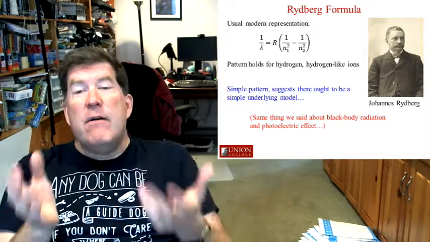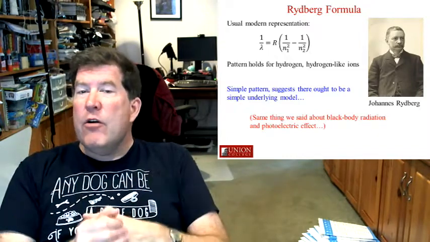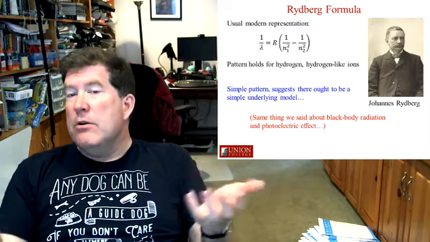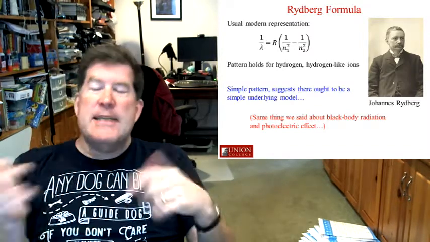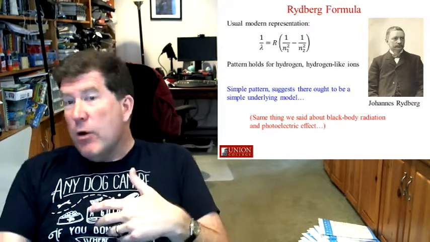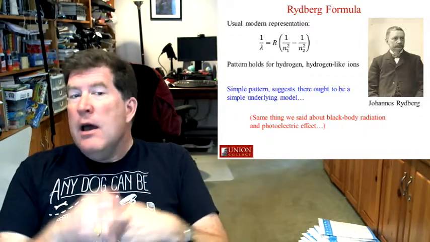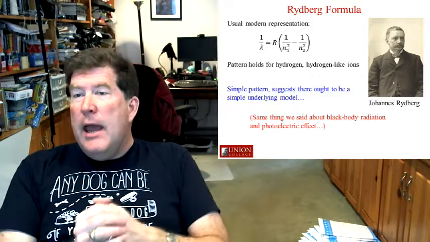This is a very simple pattern and suggests that there ought to be some sort of simple underlying model. Of course, that's the same thing we said about the blackbody radiation and the photoelectric effect, and those turned out to be completely not simple. And the same thing happens here. People noticed this pattern found by Balmer and Rydberg, but nobody is able to explain what's going on.